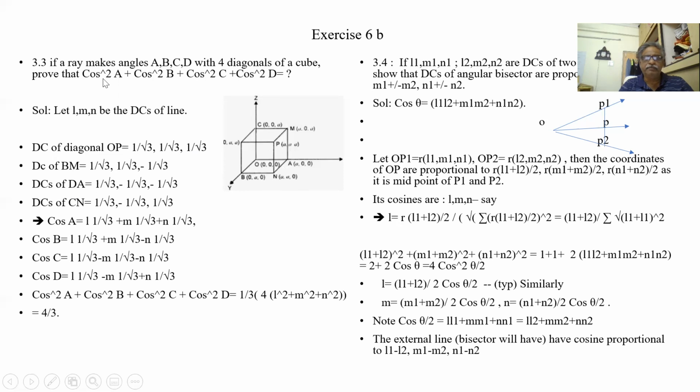So what is cos A? Let L, M, N be the direction cosines of the ray which is going. So cos A is L times 1 by root 3 plus M times 1 by root 3 plus N times 1 by root 3. Similarly, cos B, cos C, cos D will come. So when we do cos square A plus cos square B plus cos square C plus cos square D, what are we getting? This is 1 by 3 into L square plus M square plus N square.